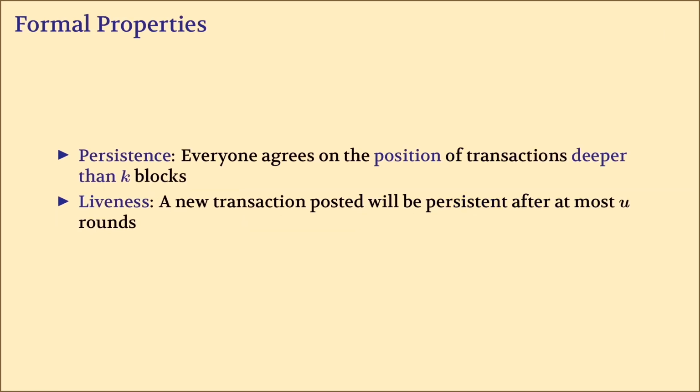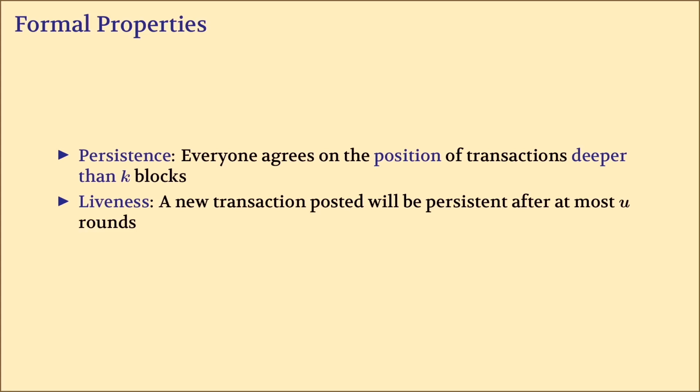So, getting back to the question of this very nice fraudulent transaction which never got adopted that we briefly discussed, the question is what do blockchains actually get us in a formal sense? And the key two properties they get us are persistence and liveness.